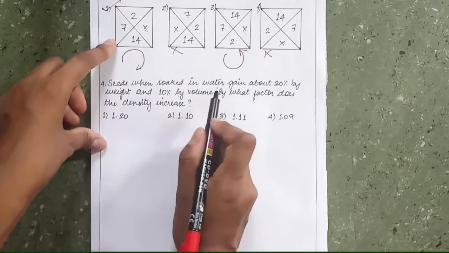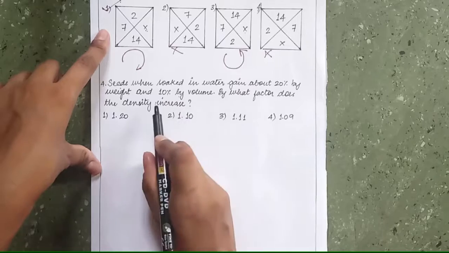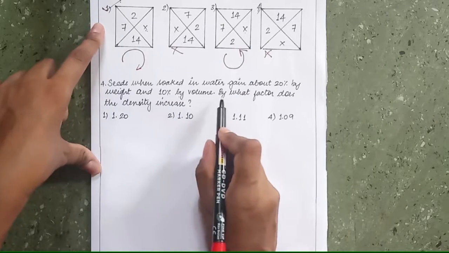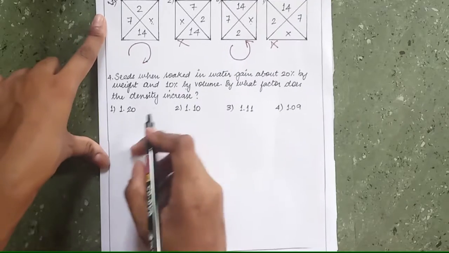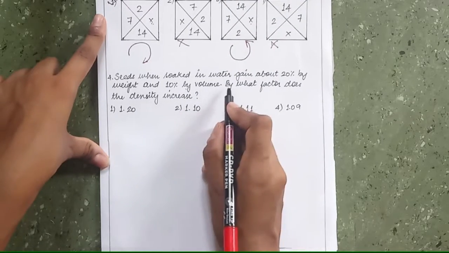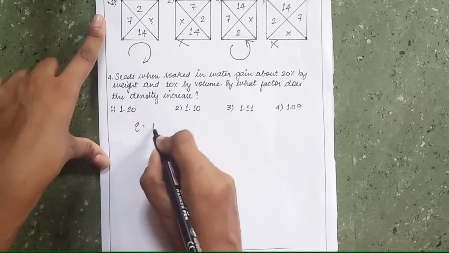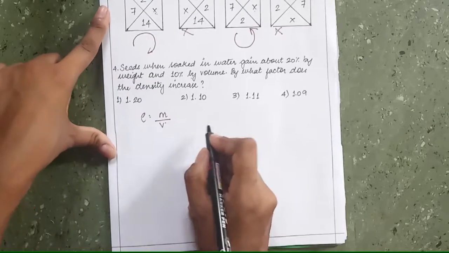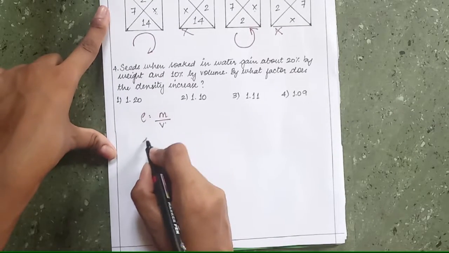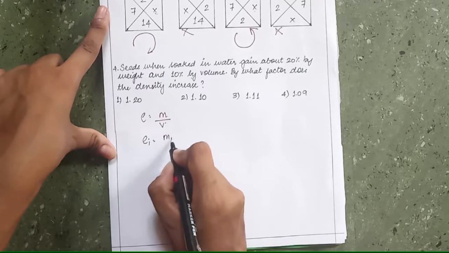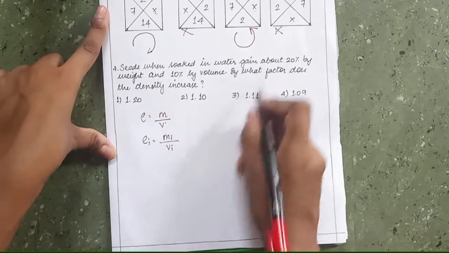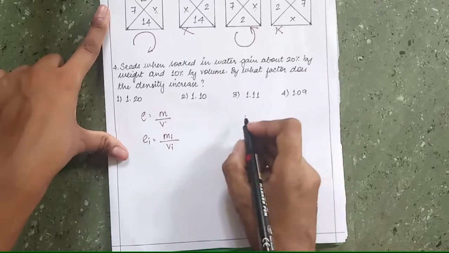Seeds when soaked in water gain about 20% by weight and 10% by volume. By what factor does the density increase? Here, mass and weight can be interchangeably used. What is density? Density is mass by volume. So let initial density be rho i, that is mi by vi. Now the final density is going to change. So how much is it changing?